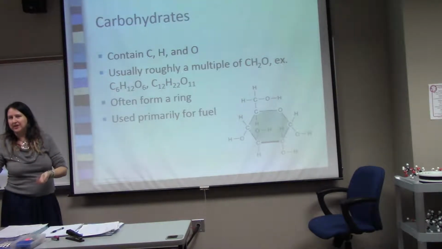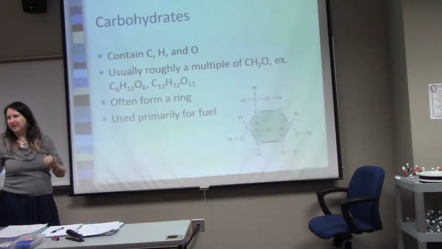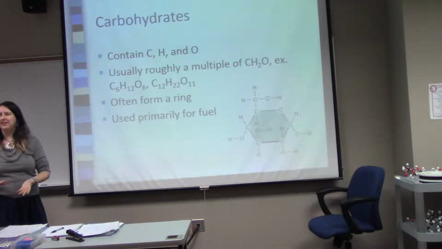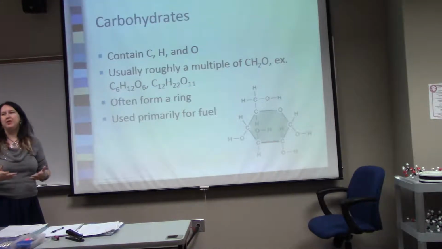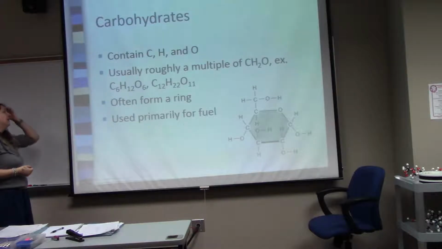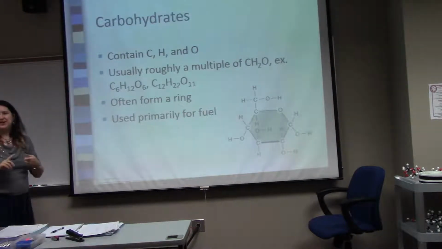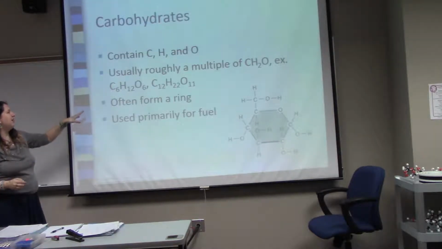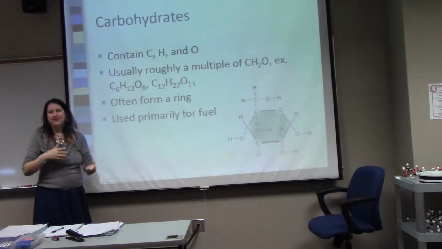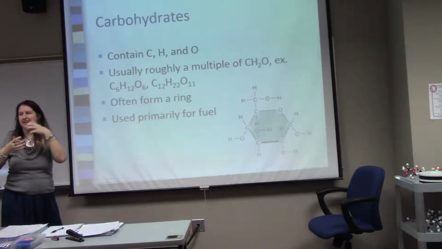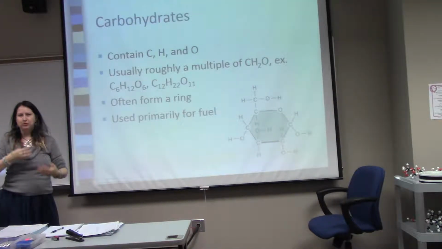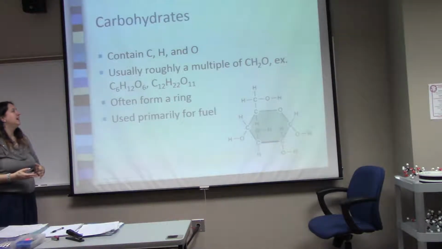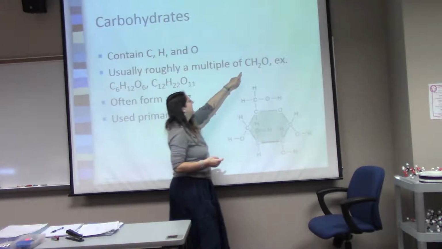For each of these categories, we're going to look at what makes a molecule fit in that category, how we classify things within that category, and what we use them for in the body. So, carbohydrates contain carbon, hydrogen, and oxygen. And it's roughly a multiple of carbon plus water, although it's not arranged that way. So equal amounts of carbon and oxygen, and then twice as much hydrogen. In fact, that's where they get the name, carbohydrate.